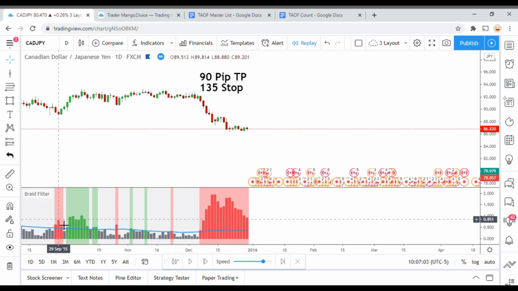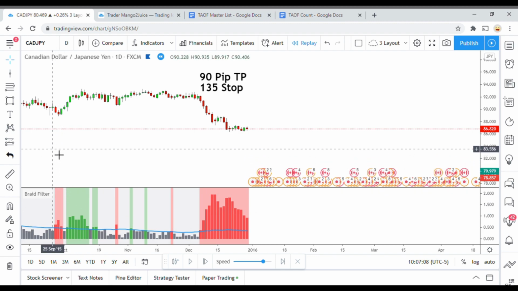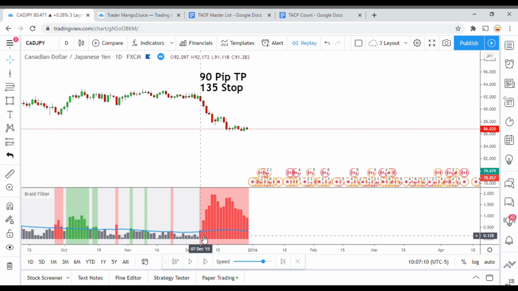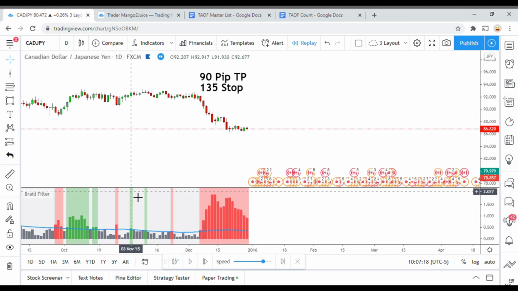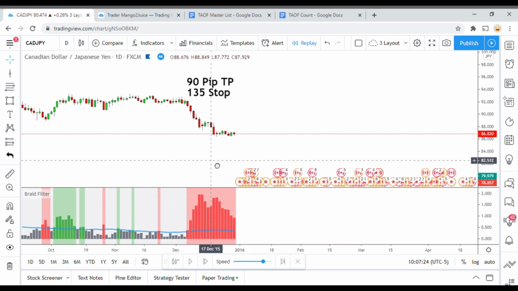All in all, like I said, the signals on this are pretty simple. When we get a red candle, the first red candle starting a red background, that is a signal to go short. When we get the first green candle starting a green background, that is a signal to go long. So again, not a whole lot to it.